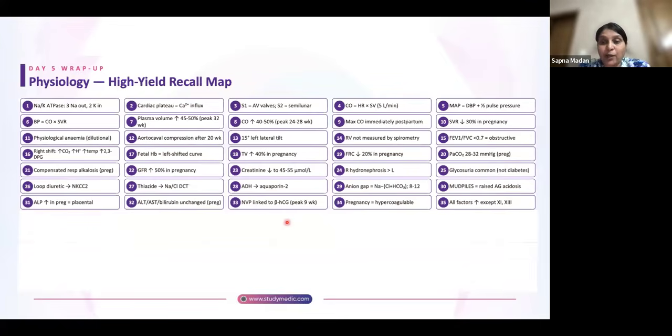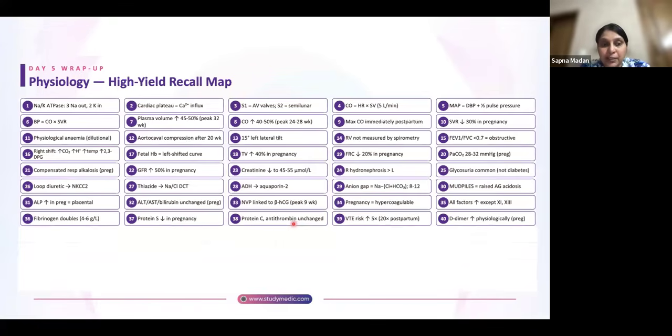Pregnancy is a hypercoagulable state. All factors will increase except for factor 11 and factor 13. Fibrinogen levels will double to around 4 to 6 grams per liter. Protein S is an anticoagulant. It will fall in pregnancy, and therefore it is going to exacerbate the hypercoagulable state. Protein C and antithrombin remain unchanged.